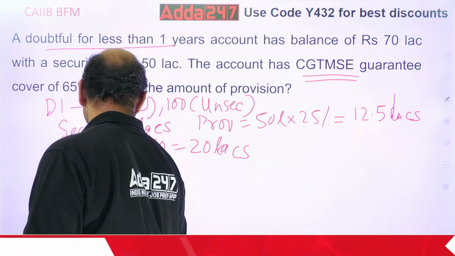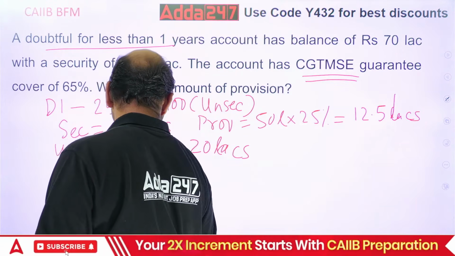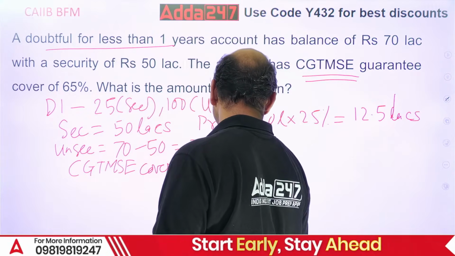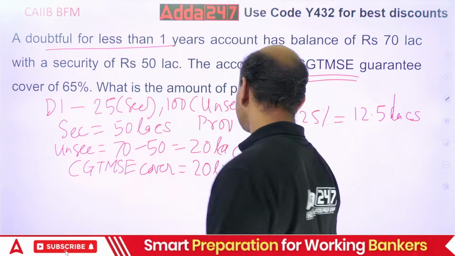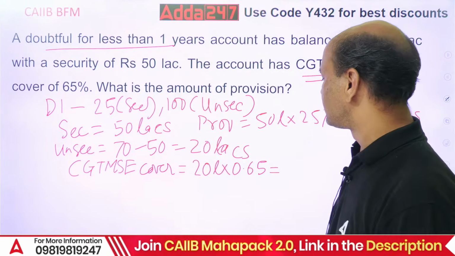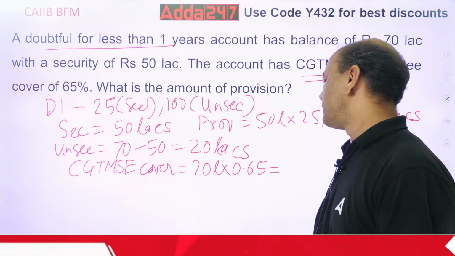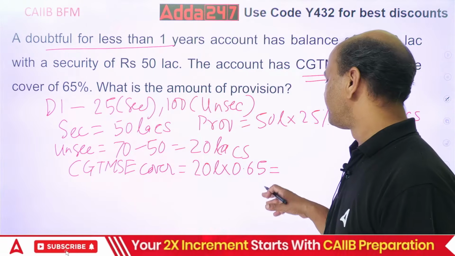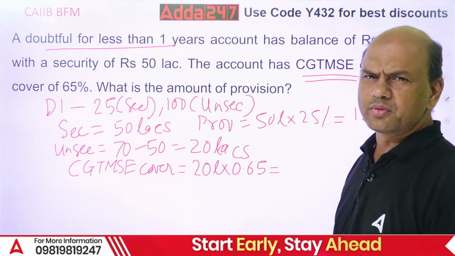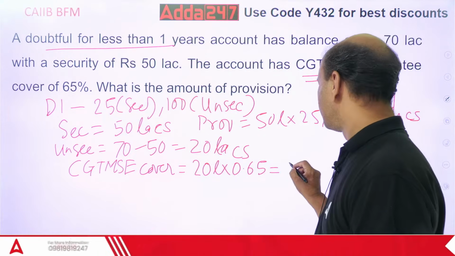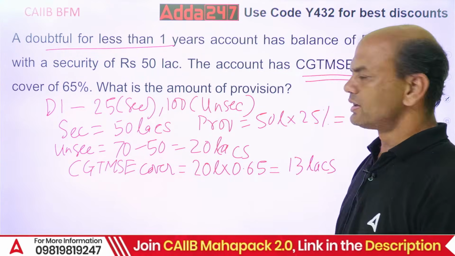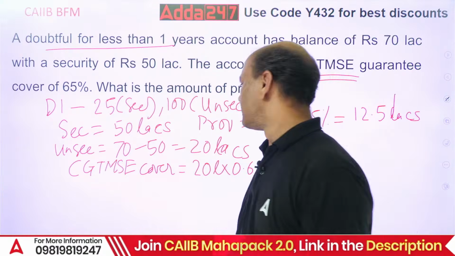CGTMSE cover equals to what? 20 lakhs into 0.65. So what is the answer? 20 lakhs into 0.65. So 0.5 is 100. Yeah, 13. 65 to 0, right? What is the answer? 60, 120, 130. So 13 lakhs. 13 lakhs, correct?